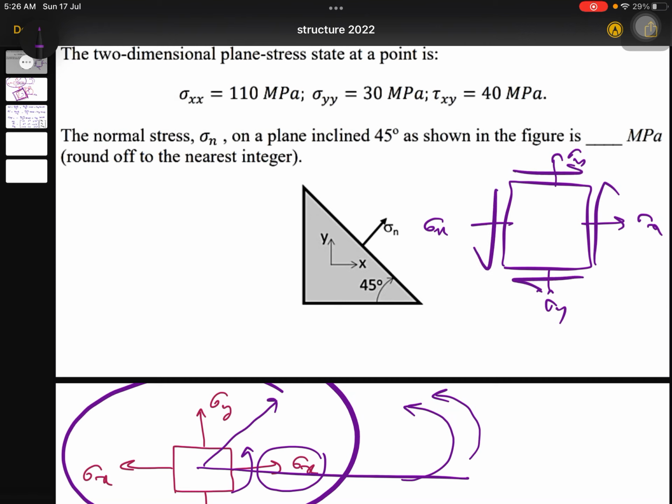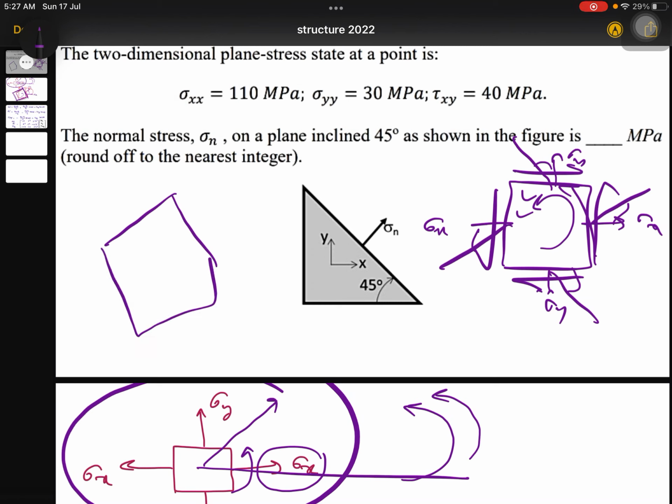Imagine if the entire element turns by some angle theta, then all the arrows will turn by theta, and these arrows will also turn by theta. It means the element itself has turned. So now I am drawing a new element. You can see I have tilted the element now.